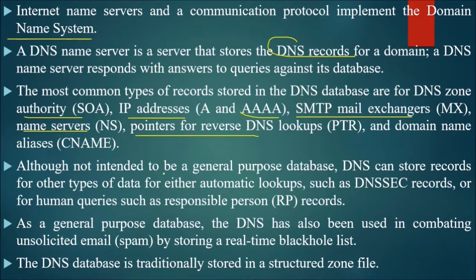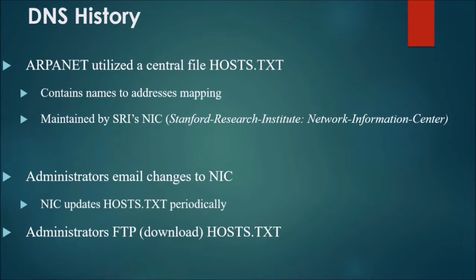Although not intended to be a general purpose database, DNS can store records of other types of data for either automatic lookups, such as the DNSSEC record, or human queries, such as responsible person RP records. And as a general purpose database, the DNS has also been used in combating unsolicited mail by storing a real-time blackhole or blacklisted list. The DNS database is traditionally stored in a structured zone file. This is very important: structured zone file.